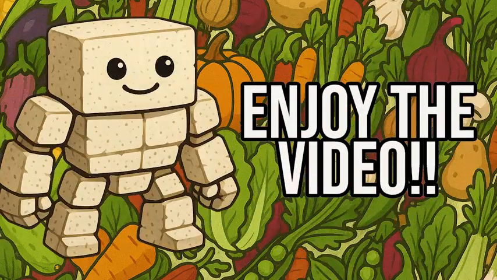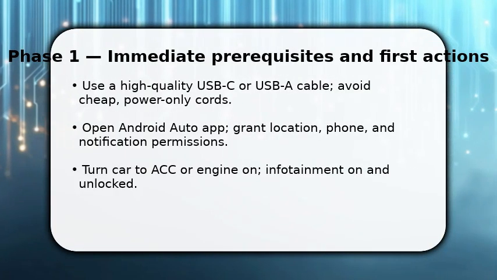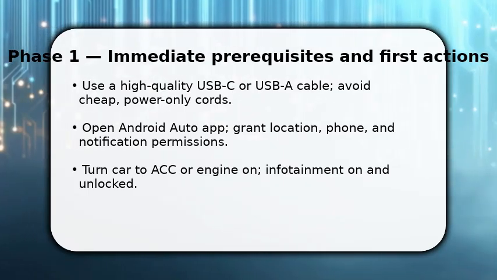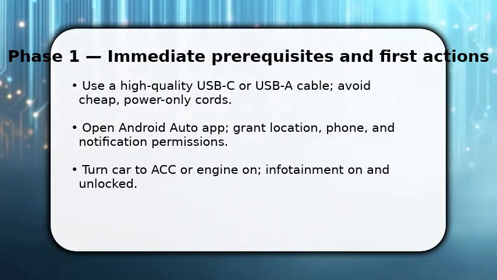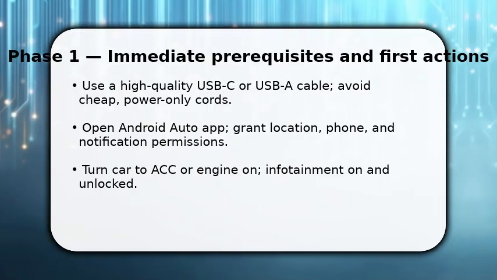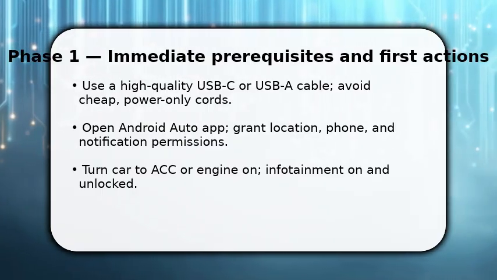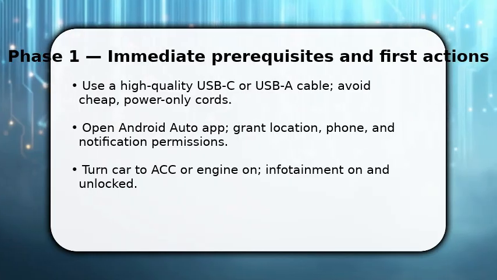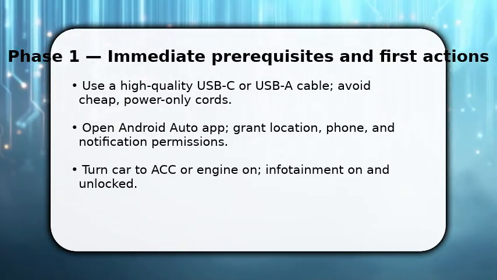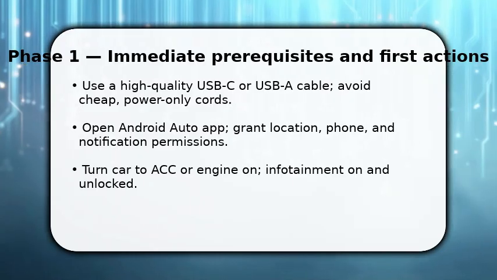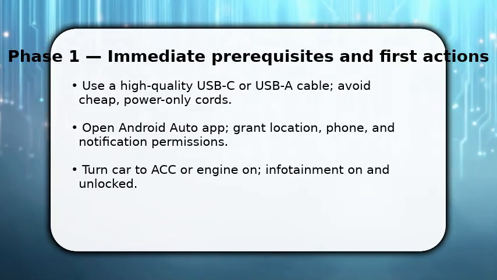Please enjoy the video. You start by preparing the phone and car so the system can communicate. Plug a high-quality USB cable into your phone because data transfer is required. Charging-only cords fail. Open the Android Auto app and accept location, contacts, and notification permissions. These let maps and calls work.